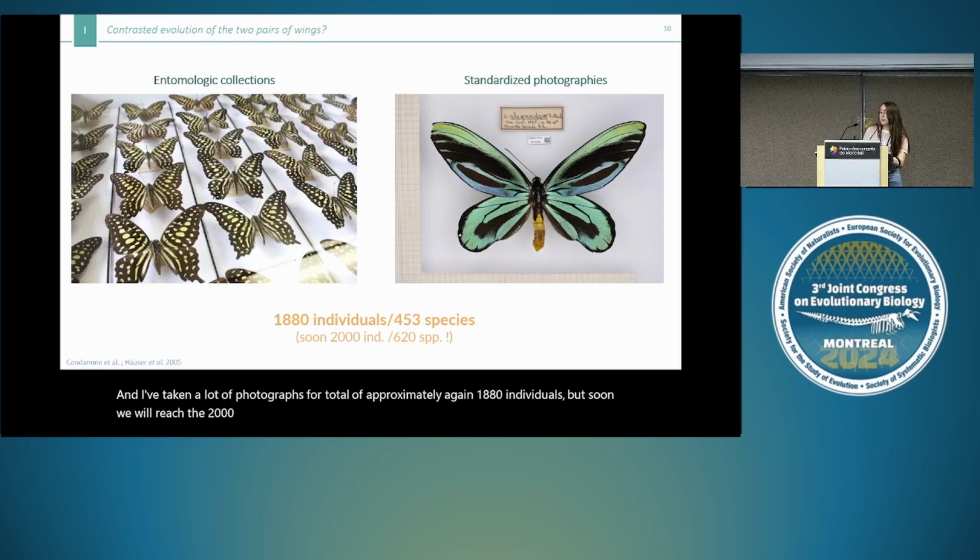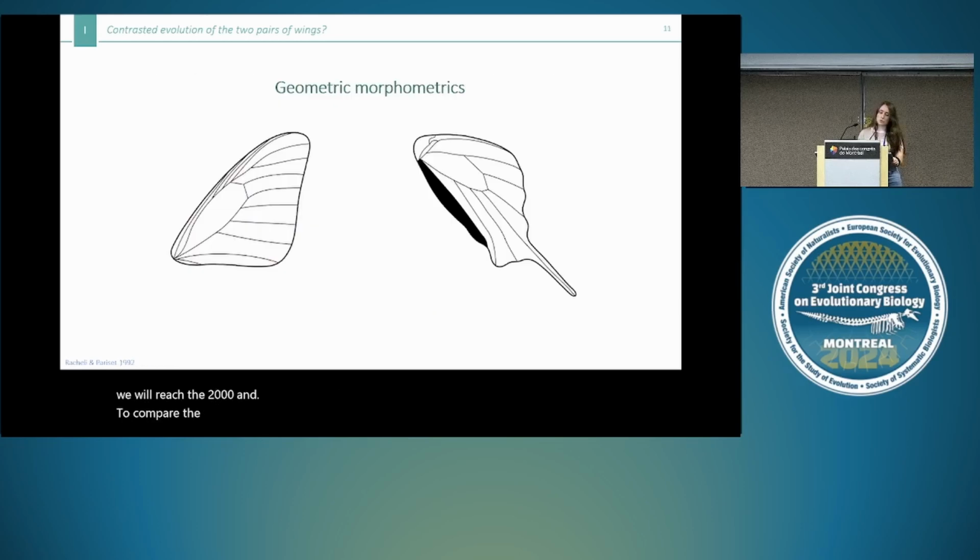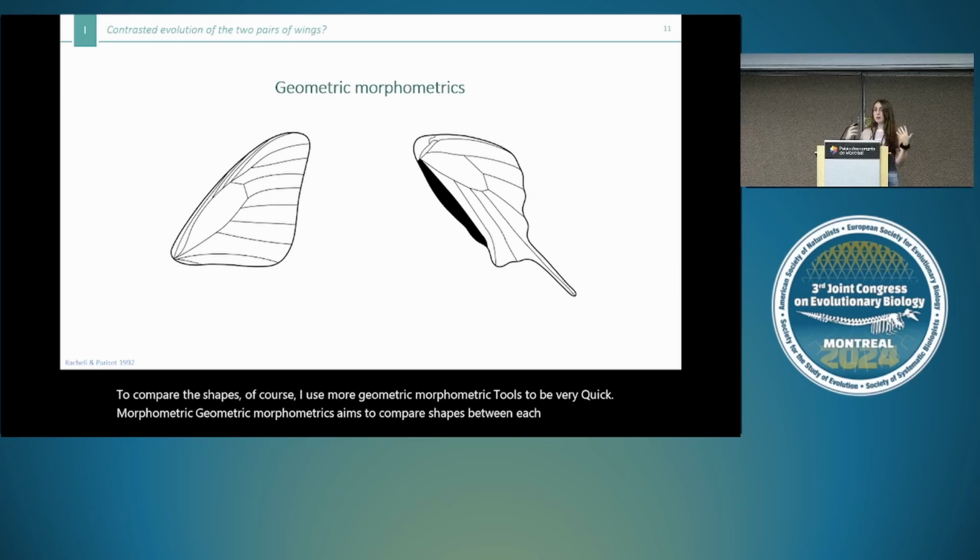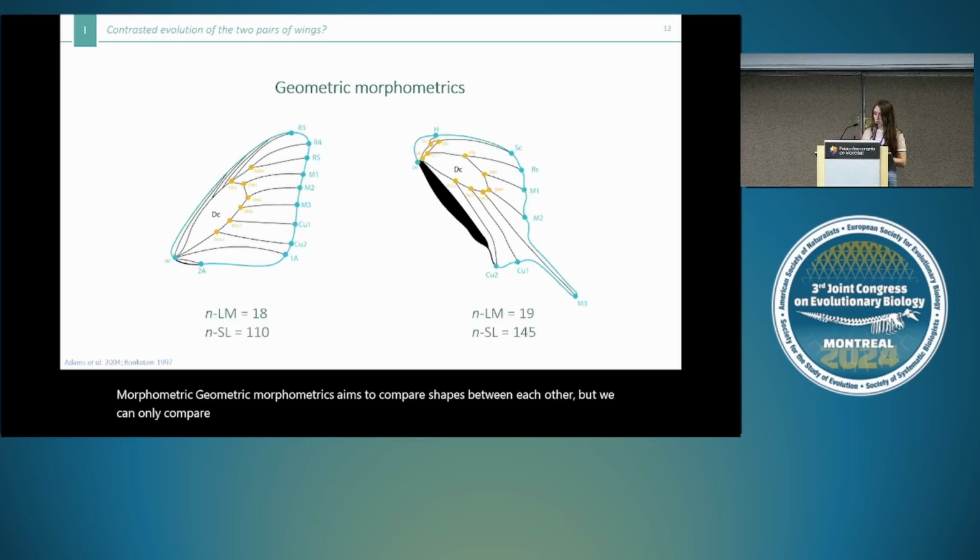And to compare the shapes, of course, I used geometric morphometric tools. To be very quick, geometric morphometrics aims to compare shapes between each other, but we can only compare what is comparable. This means we use homologous points present in all of our shapes. They are called landmarks, and these points finally describe the wing architecture and wing outlines.